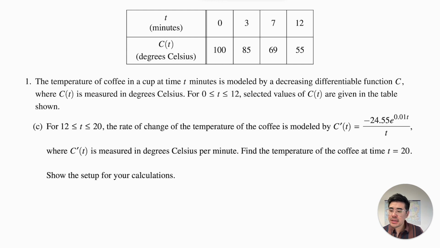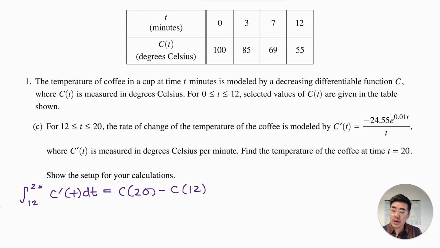Part C says for time t between 12 and 20, the rate of change of the temperature is modeled by this function, where C prime is measured in degrees Celsius per minute, and they want you to find the temperature of the coffee at time t equals 20, and show the setup for your calculations. So we're going to take the integral from 12 to 20 of C prime of t dt. Remember that the integral from 12 to 20 represents the overall change in temperature, or by the fundamental theorem of calculus, C of 20 minus C of 12.